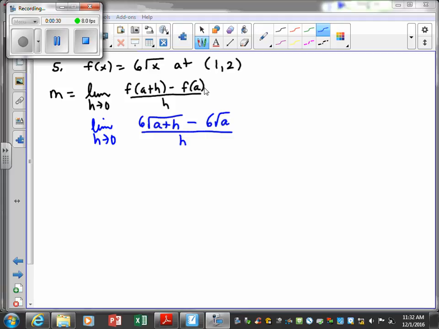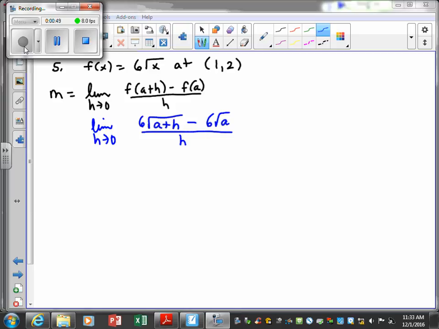Okay, so we write our definition down. We want to evaluate our function at a plus h. So we plug in a plus h right there. And then we subtract out our function evaluated at a, which would just be 6 square root of a, over h.